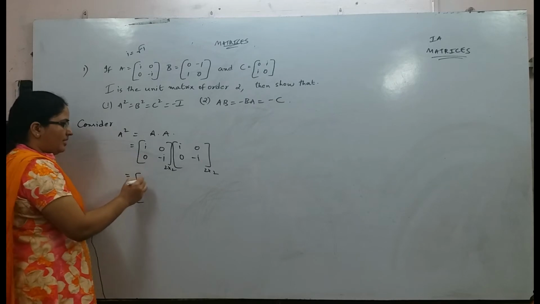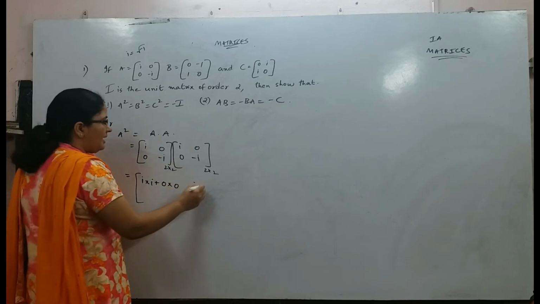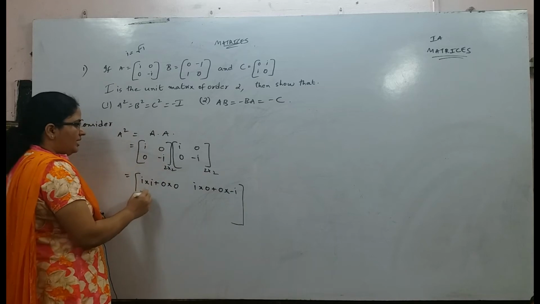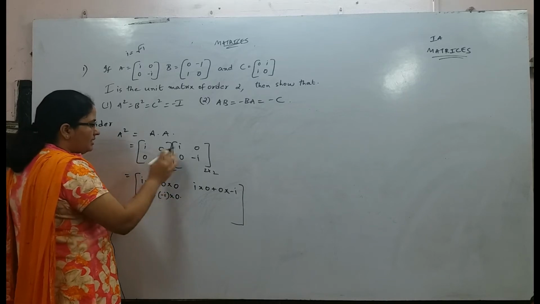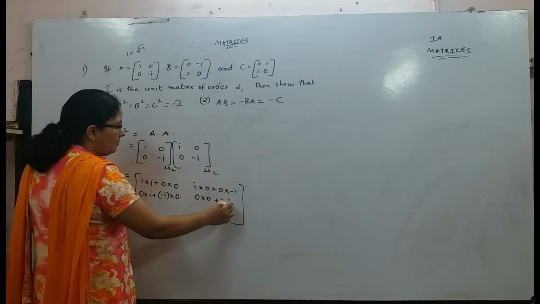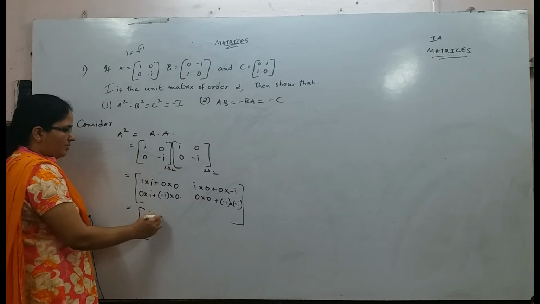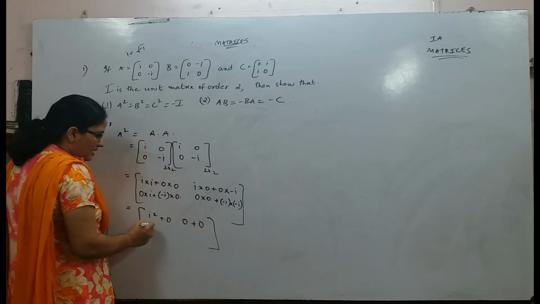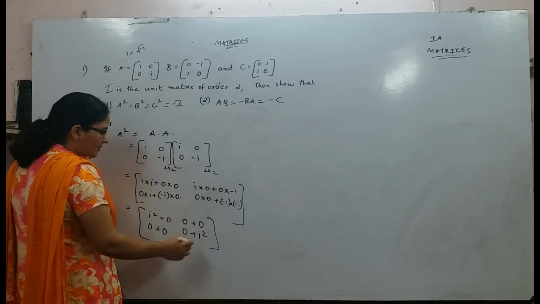So here you have i into i plus 0 into 0, i into 0 plus 0 into minus i, 0 into i plus minus i into 0, 0 into 0 plus minus i into minus i. So here what do you get? i square plus 0, 0 plus 0, 0 plus 0, 0 plus i square, right.